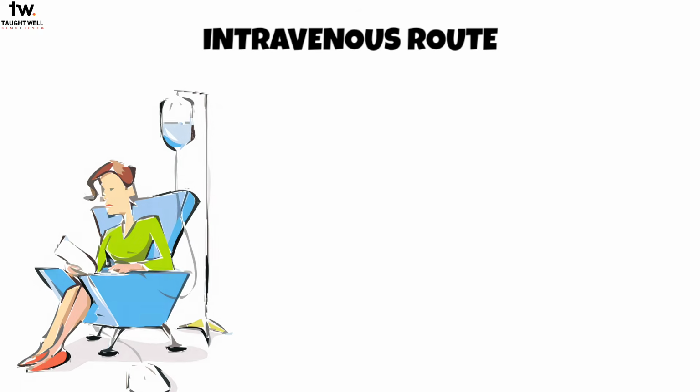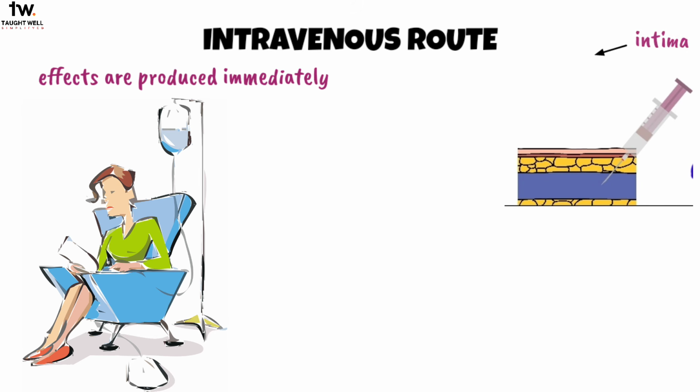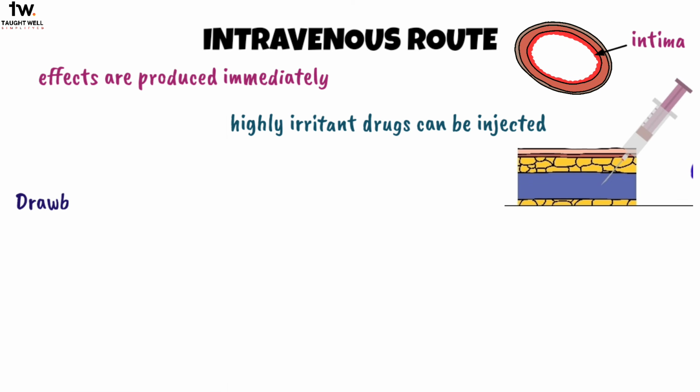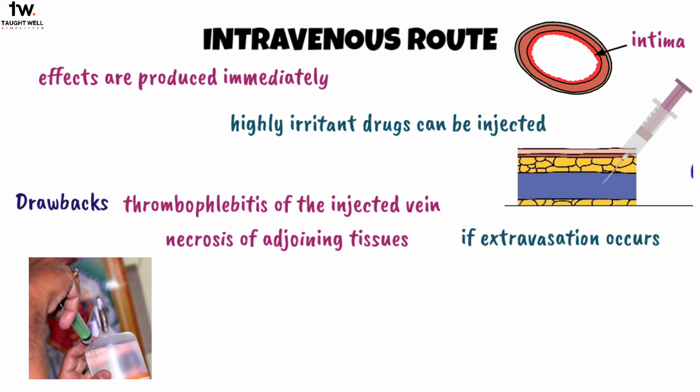In the intravenous route, the drug is injected as a bolus or infused slowly over hours in one of the superficial veins. The drug reaches directly into the bloodstream and its effects are produced immediately. The intima of veins is insensitive and the drug gets diluted with blood. Therefore, even highly irritant drugs can be injected intravenously. But the drawbacks of this route are that thrombophlebitis of the injected vein can occur and necrosis of adjoining tissues if extravasation occurs. These complications can be minimized by diluting the drug or injecting it into a running IV line.